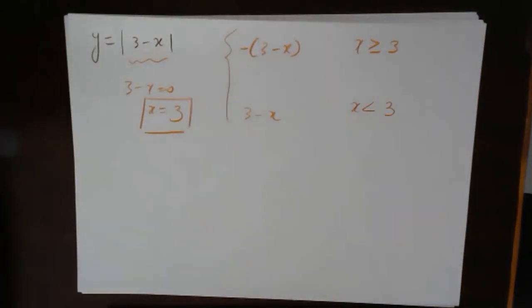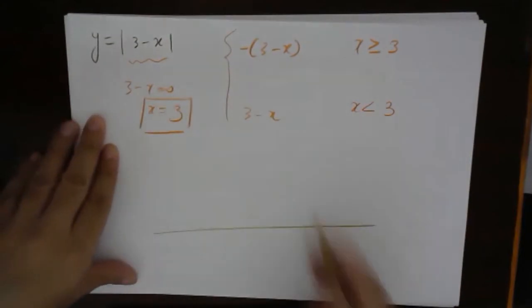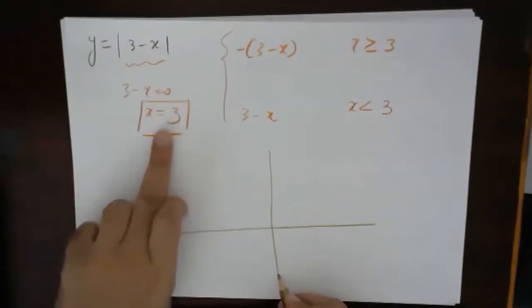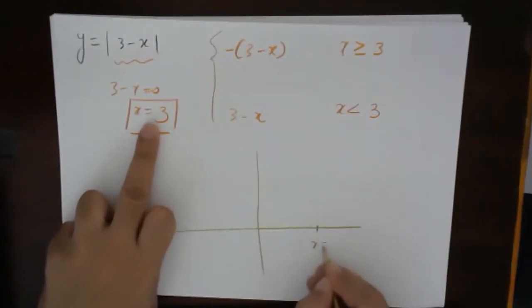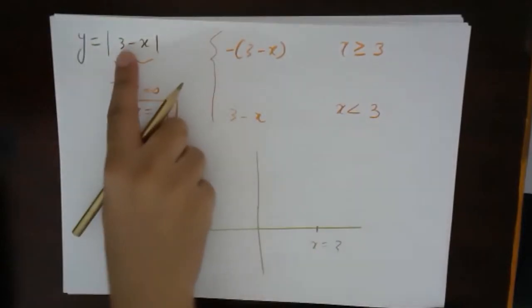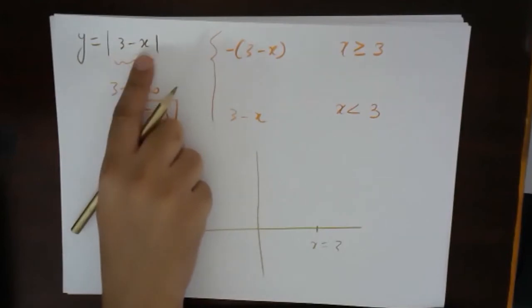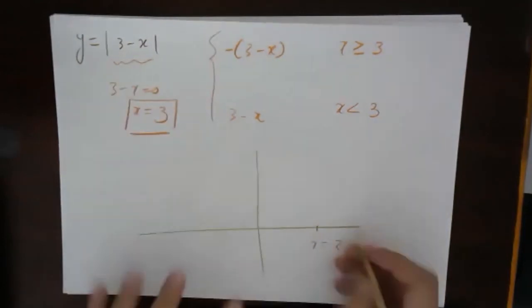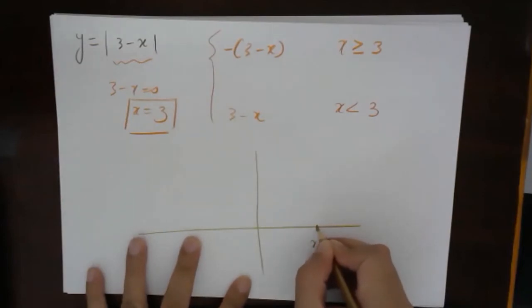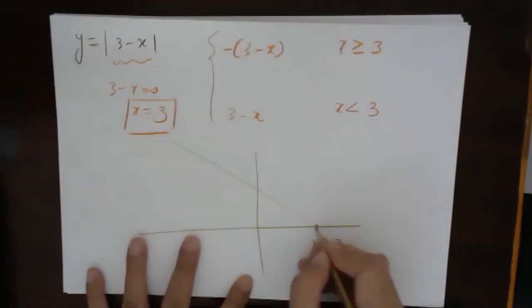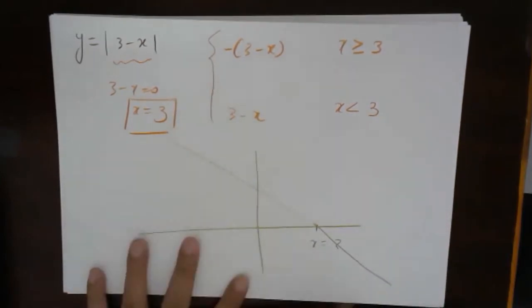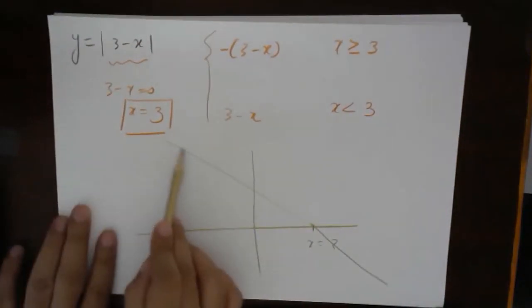Fine. Now the next part is how to draw the curve. The simplest way I will draw is: I will draw the x and y axes first. I will mark the point x equals 3, and I will draw the function 3 minus x. So 3 minus x will look something like this. This function is 3 minus x.